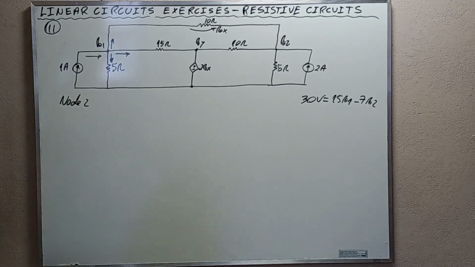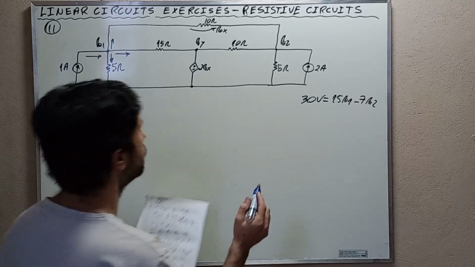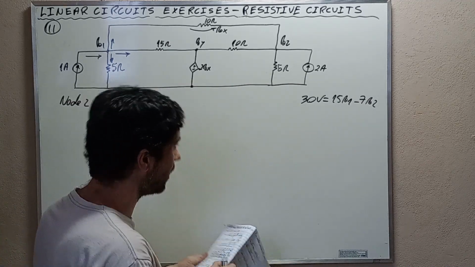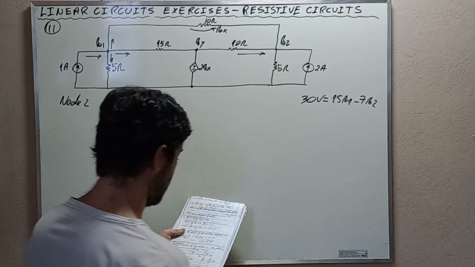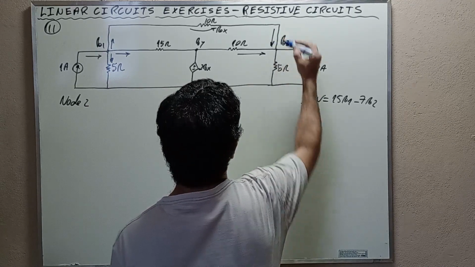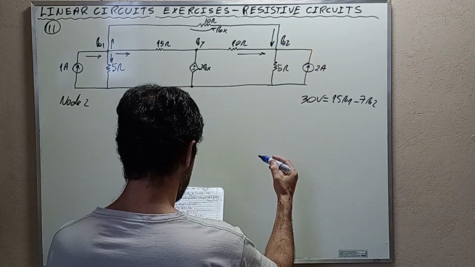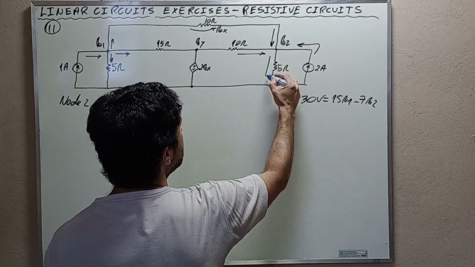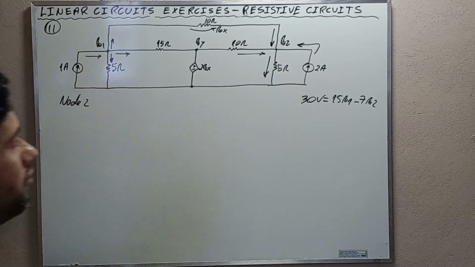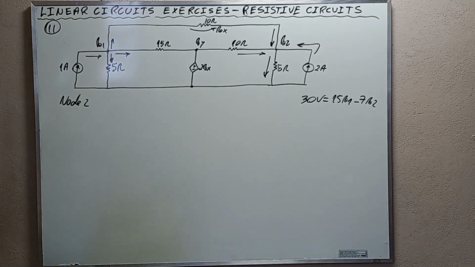For node 2, what are the currents entering node 2? We have these currents here entering node 2. There is going to be a current entering node 2 here, another current entering node 2 here, and this current here also enters node 2, and the only current that leaves node 2 is that current there. We are going to apply the nodal rule, bearing in mind that the sum of the currents that enter a node have to be equal to the sum of the currents that leave a node.